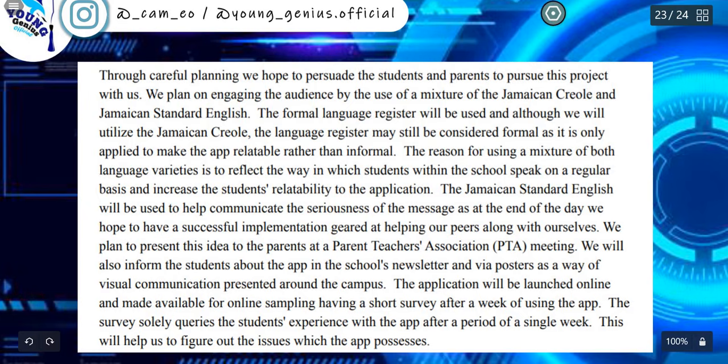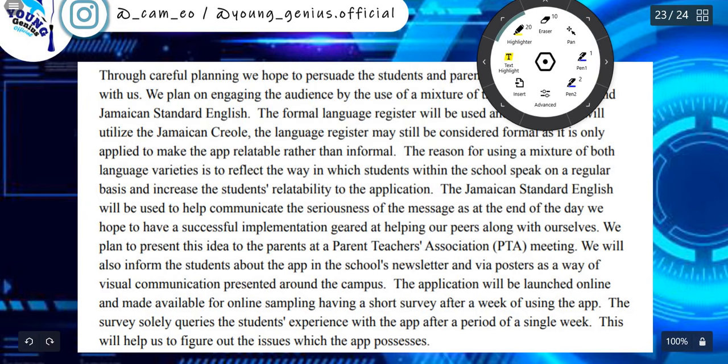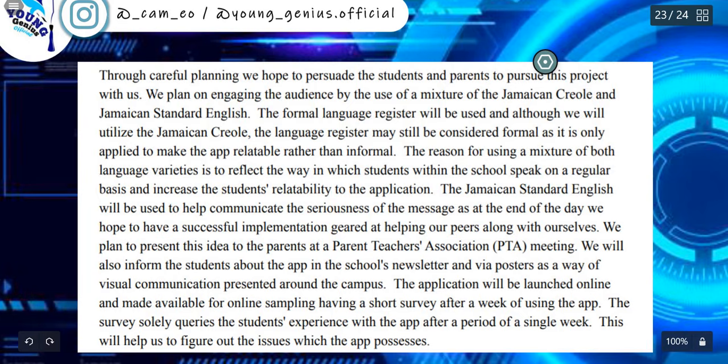Like typed out on the screen. I think you get what I'm saying. Now, through careful planning, we hope to persuade the students and parents to pursue this project with us.